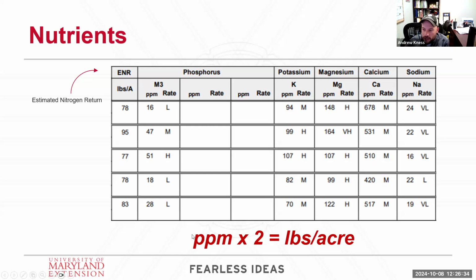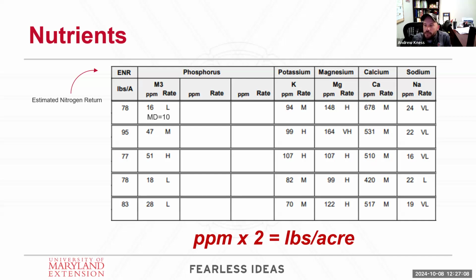The reason that calculation works, just FYI, is because when we take our soil samples, they are generally expressed in an acre furrow slice. An acre furrow slice means that you have a soil sample that is 6 3/4 inches deep over 1 acre. That volume of soil weighs 2 million pounds. So that's why parts per million times 2 equals pounds per acre.